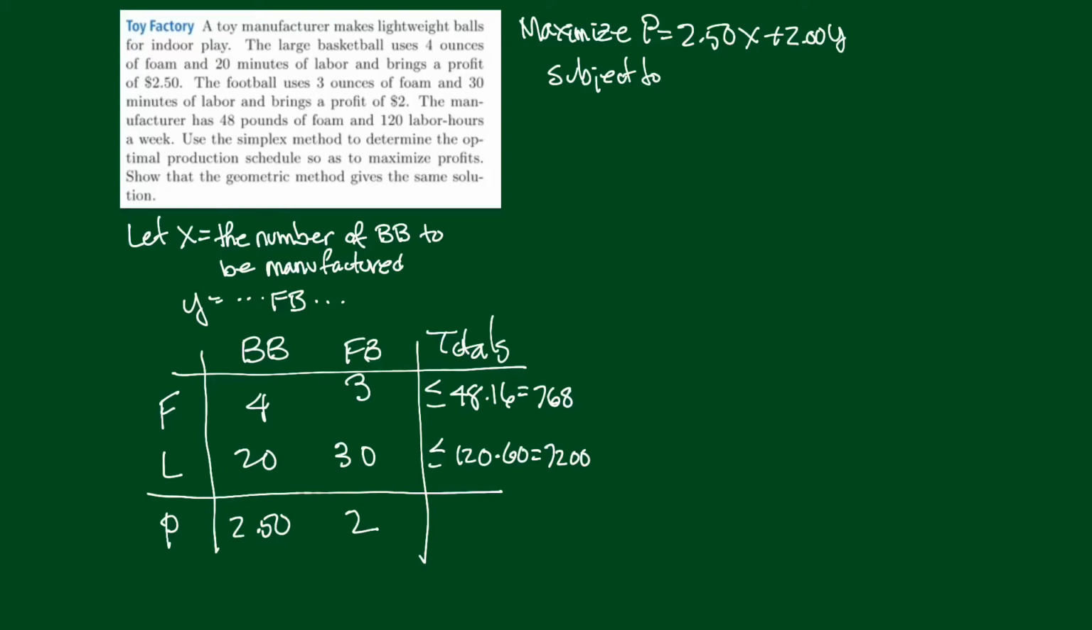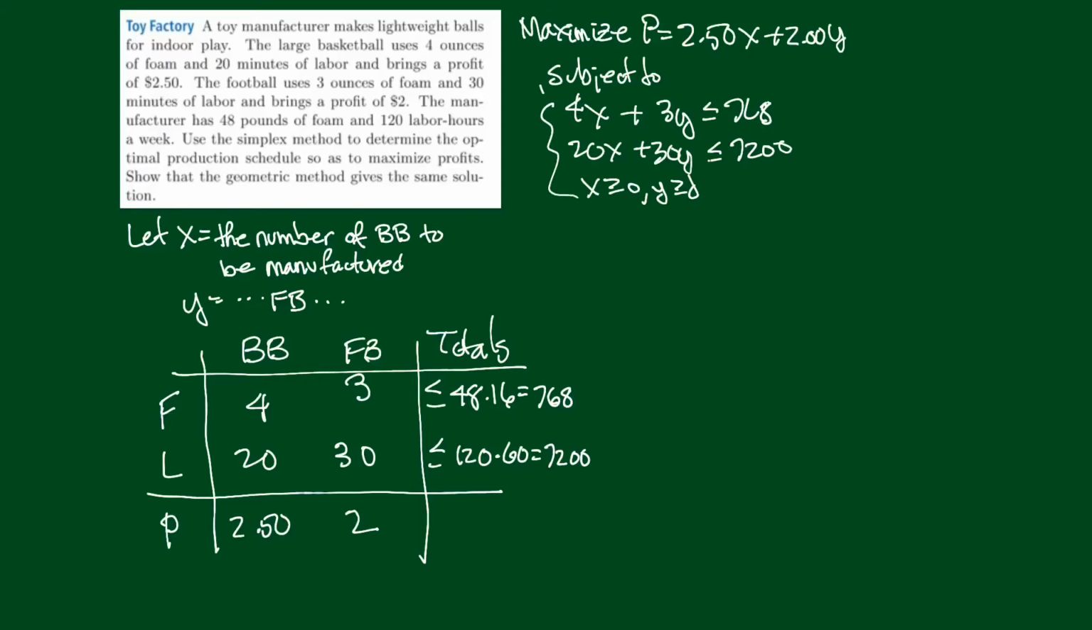Now this is going to come directly from our table here, right? So this is just going to be 4x plus 3y is less than or equal to 768, and 20x plus 30y less than or equal to 7,200. And of course, x greater than or equal to 0, y greater than or equal to 0. So here is our linear program.